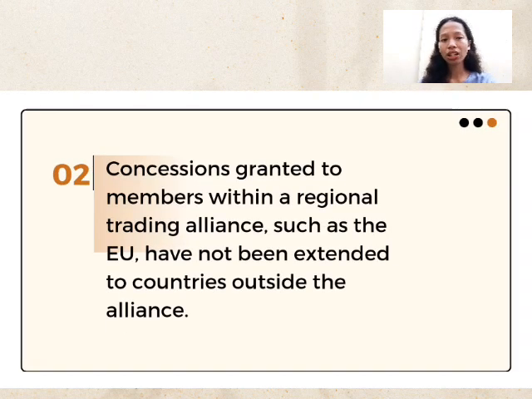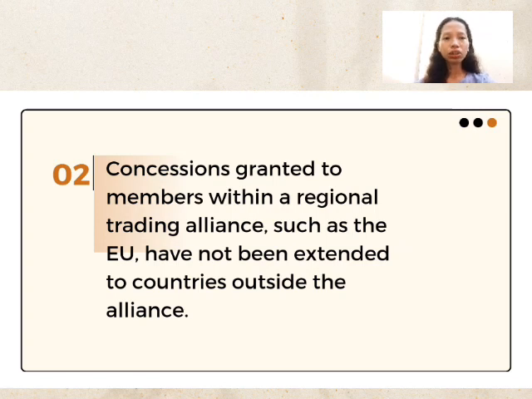So number 2, concessions granted to members within a regional trading alliance, such as the EU, have not been extended to countries outside the alliance. So concessions or favorable terms offered within regional trading alliances like the European Union or EU are typically limited to the members of that alliance. So if EU countries have special trade terms among themselves, countries outside the EU do not automatically benefit from these terms.